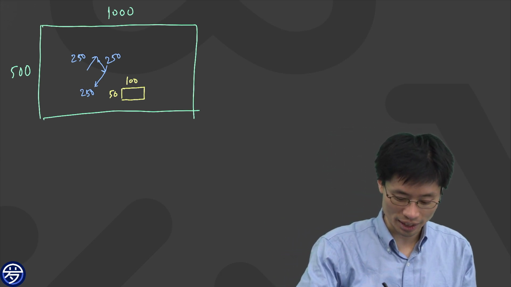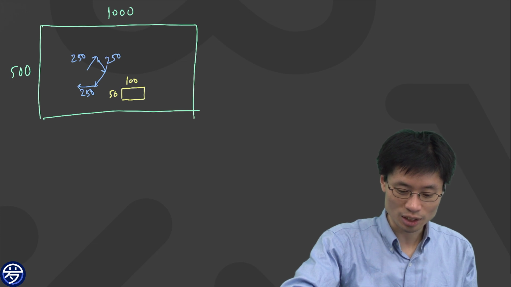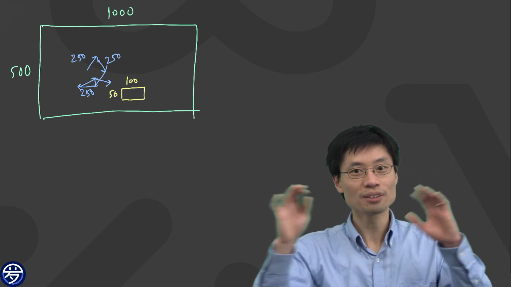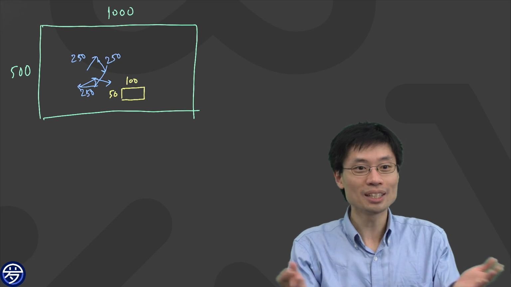But what if instead I changed the rules, and I said that this mouse has just been moving around like crazy, moving around and moving around like 1,000,000 times.